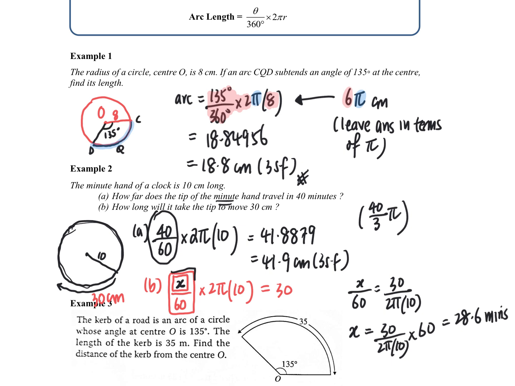So I don't know the fraction, but I know that this fraction times 2 pi r will give me 30. So I'm trying to find the fraction here. So if I divide 30 by this, it will help me find what my fraction is.